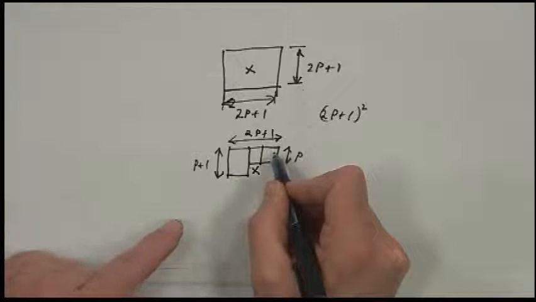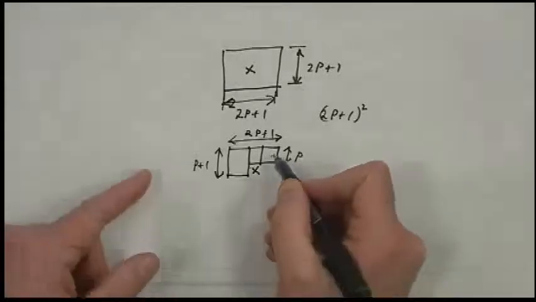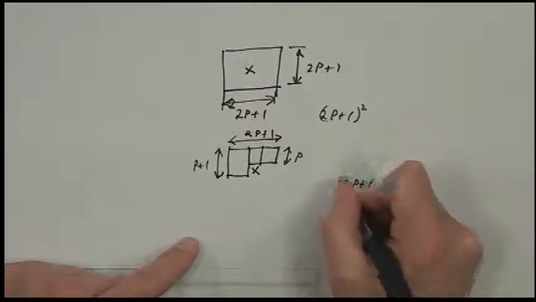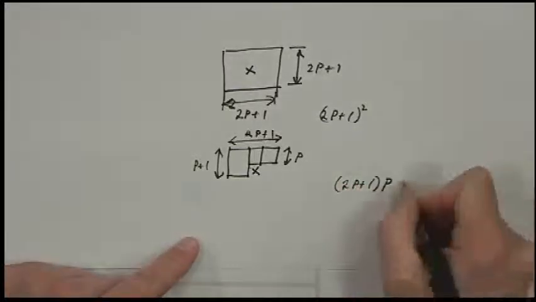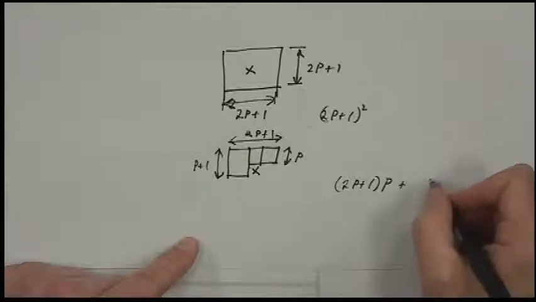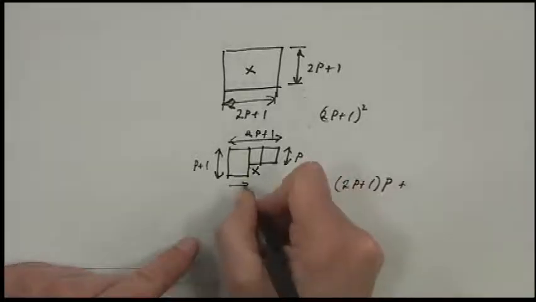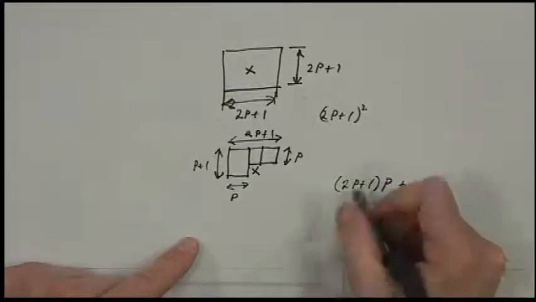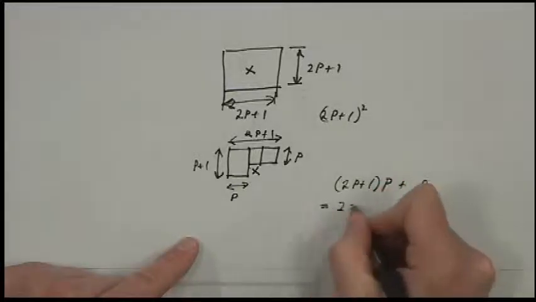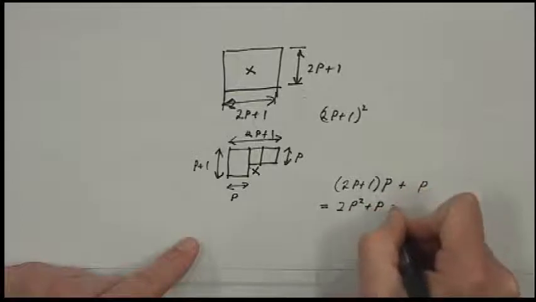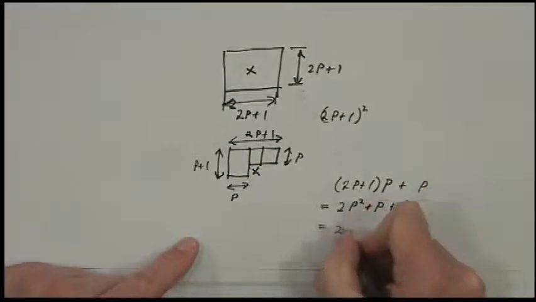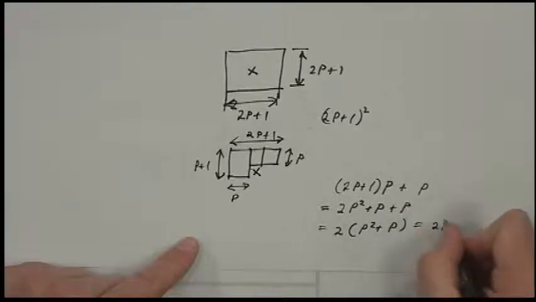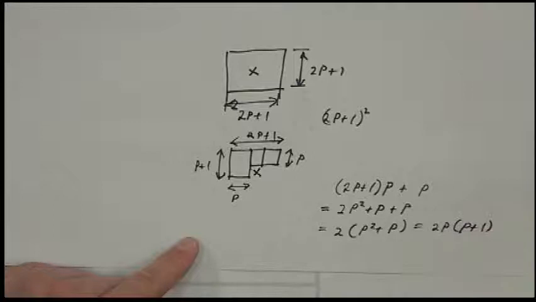You have to take the y value, multiply it by weight, and add it back into the sum. So this is going to be 2p plus 1 times p plus that distance right there is p, plus p, right? This is going to be 2p squared plus p plus p. So that's equal to 2 times p squared plus p. So that's equal to 2p times p plus 1.